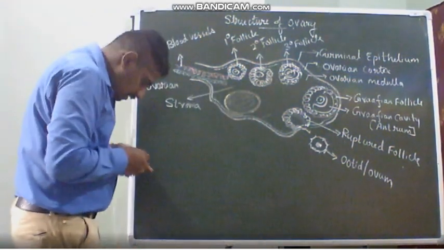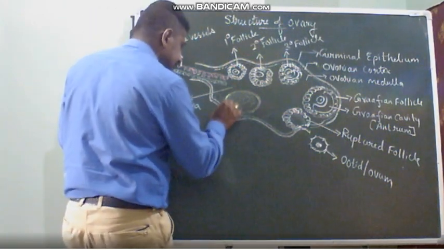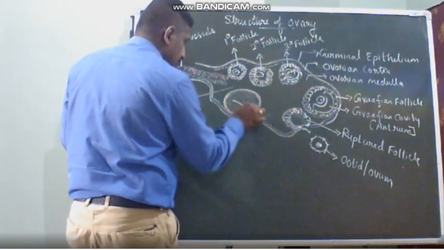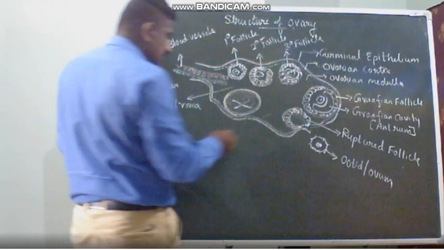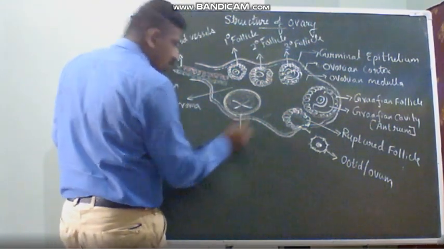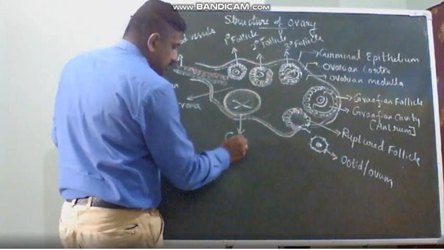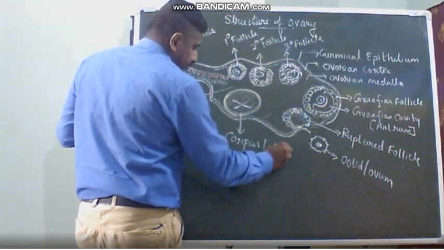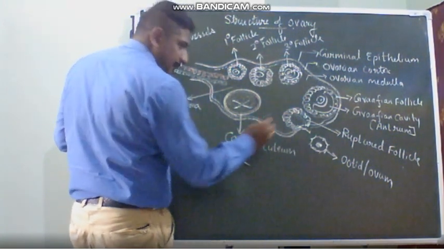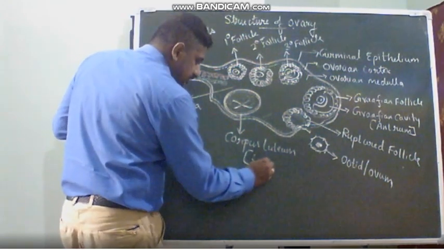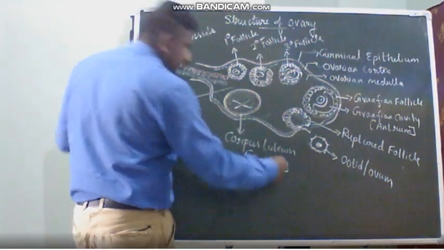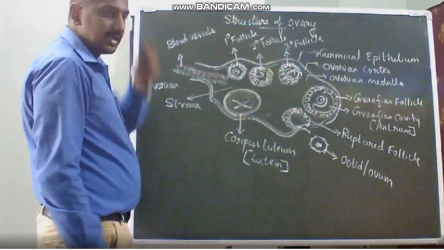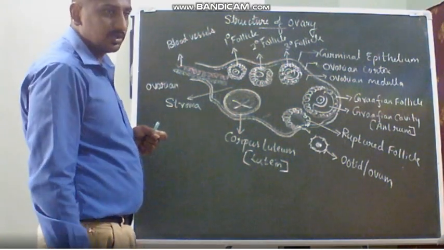It is a type of hormone secreting cell. What is this cell called? This one is called corpus luteum, and they are made up of a type of protein called lutein protein. So these are the various developmental stages which I am going to talk about.